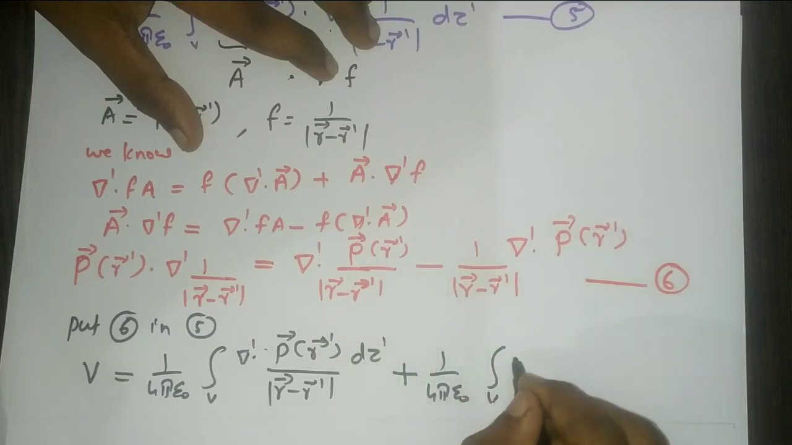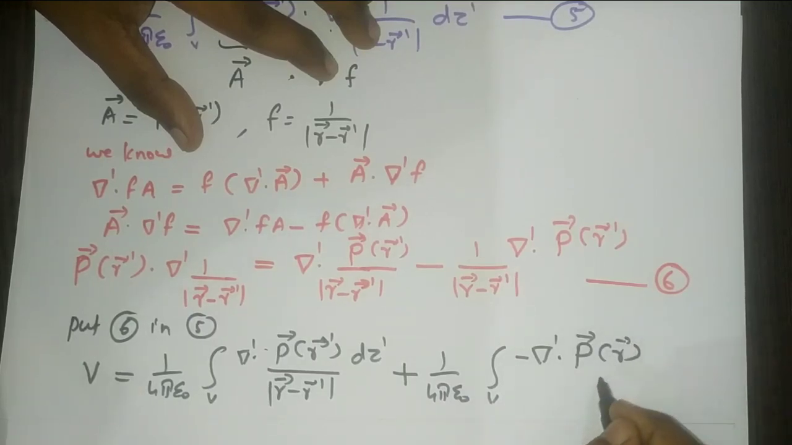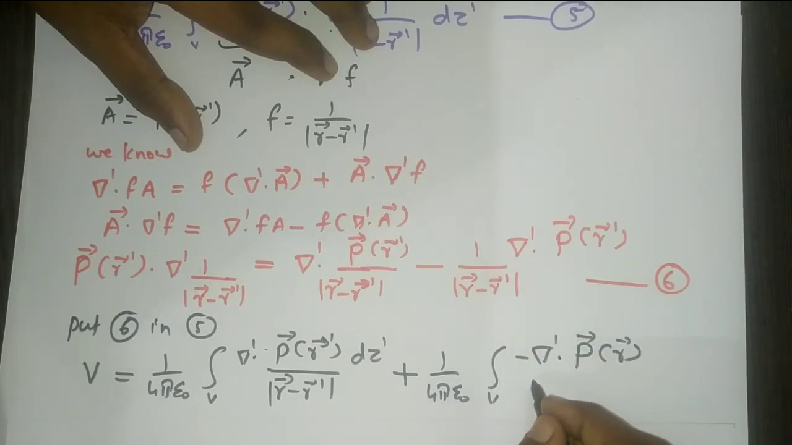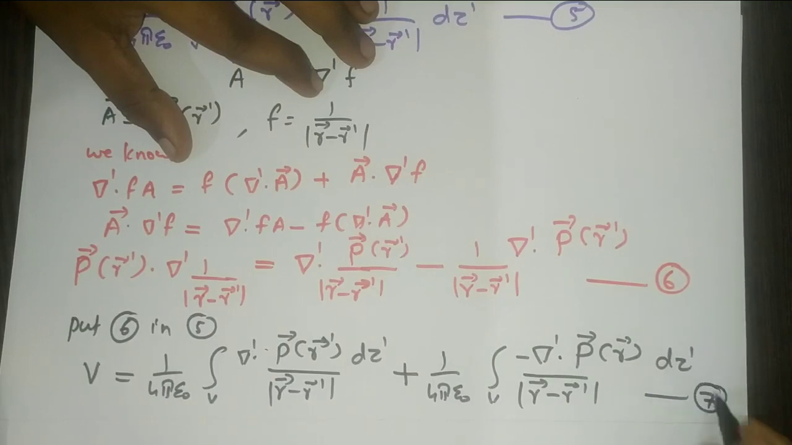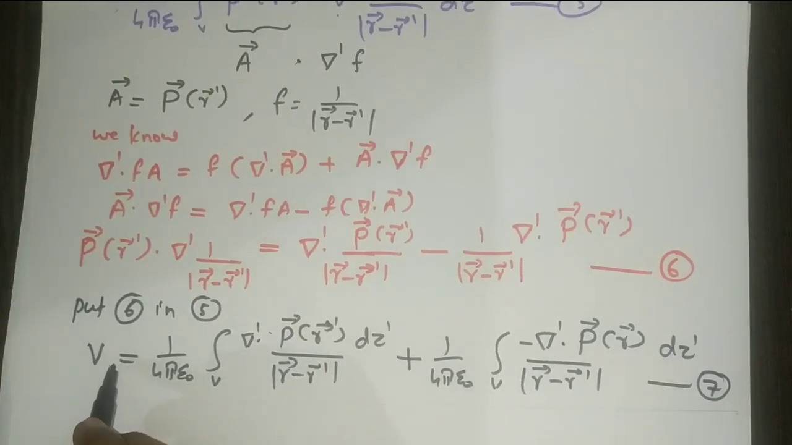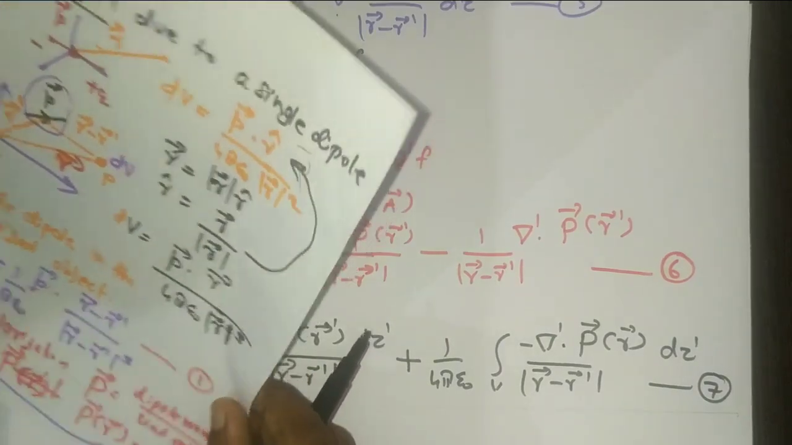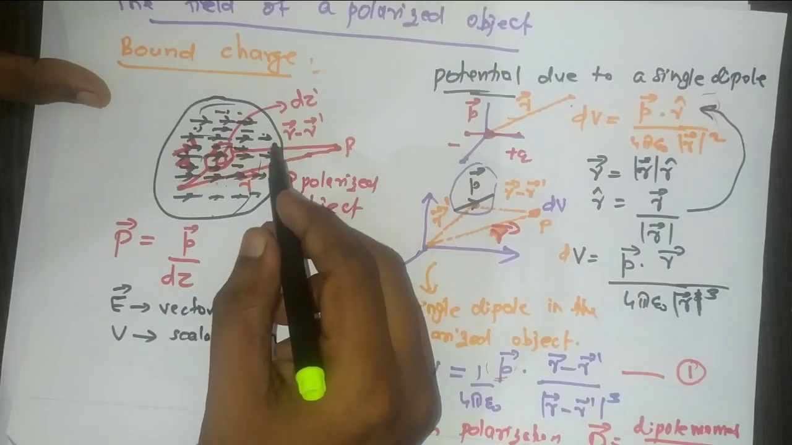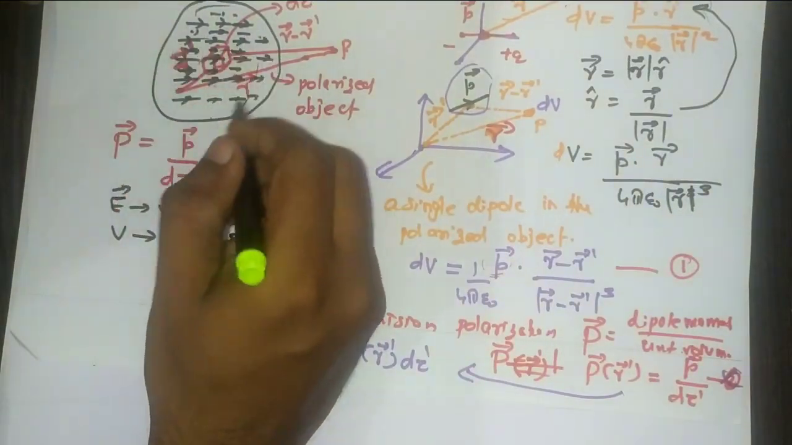This is 1 by 4 pi epsilon 0 volume integral, where I have taken the minus with the del, that is minus del prime dot P(r') divided by |r minus r'| d tau prime. Let us say this is equation number 7. This equation is the total potential due to the whole polarized object. Remember, we are looking for the polarized material, and this expression V that we obtained is the potential due to this polarized object at the point P.